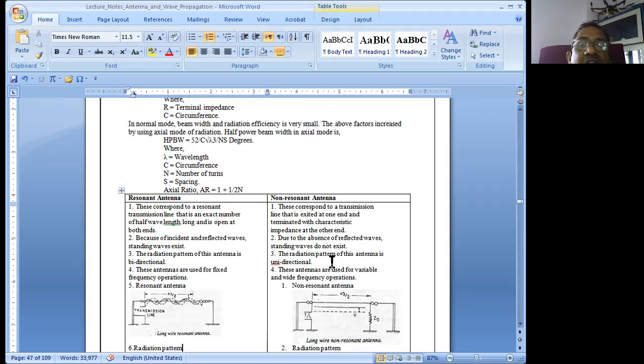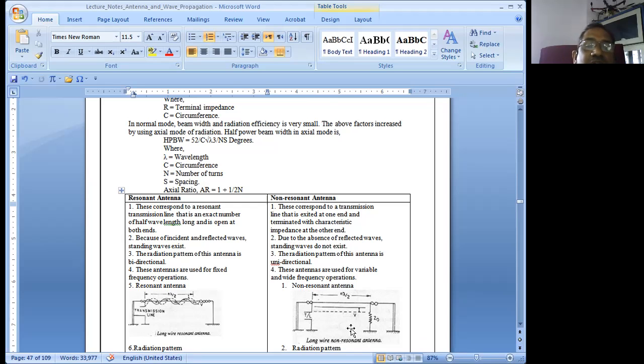Whereas coming to the non-resonant type, here the transmission line is excited at one end and terminated at the other end with a characteristic impedance. So this Z naught is nothing but the characteristic impedance, and at one end it is simply excited with a normal kind of resistance. The other end is compulsorily the characteristic impedance. In that case, the waves transmitted to and fro are of different half wavelengths. Due to the absence of reflected waves, standing waves do not exist.